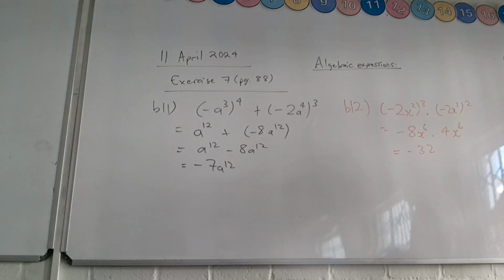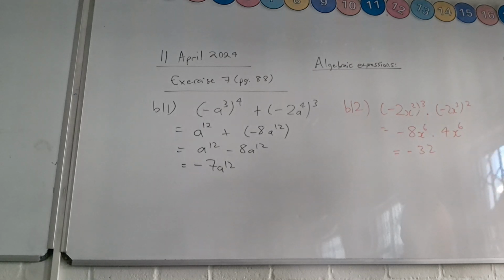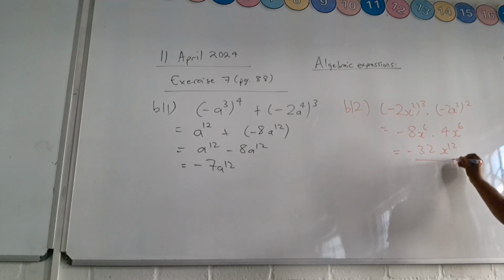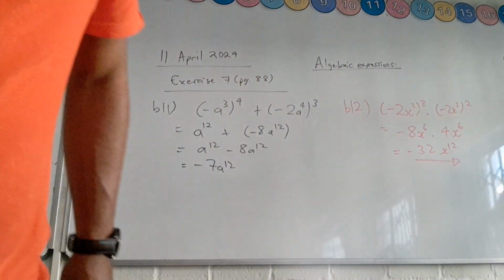Now let's multiply the x's. X to the power of 6 times x to the power of 6. First law of exponents. When you multiply powers of the same base, you do what? You add the exponents, right? So it becomes x to the power of 6 plus 6, which becomes x to the power of 12. Final answer. Done. Okay, is that okay?